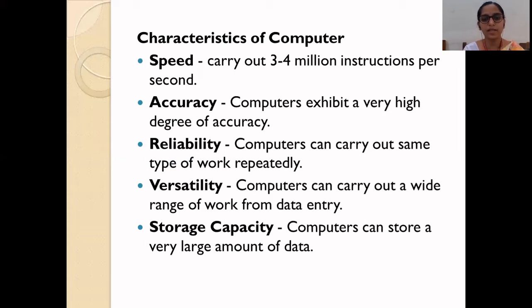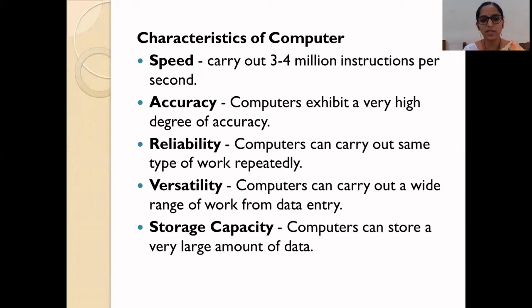The next characteristic is versatility. This shows a computer can carry out a wide range of work, from data entry, for example in banking or in a train booking or reservation system. They can insert the number of data simultaneously or continuously. It is possible to do the same task continuously. That's why the computer shows versatility of data.